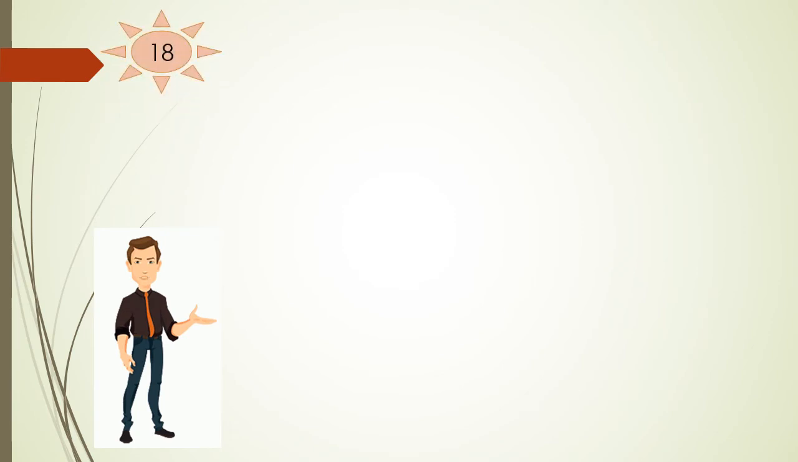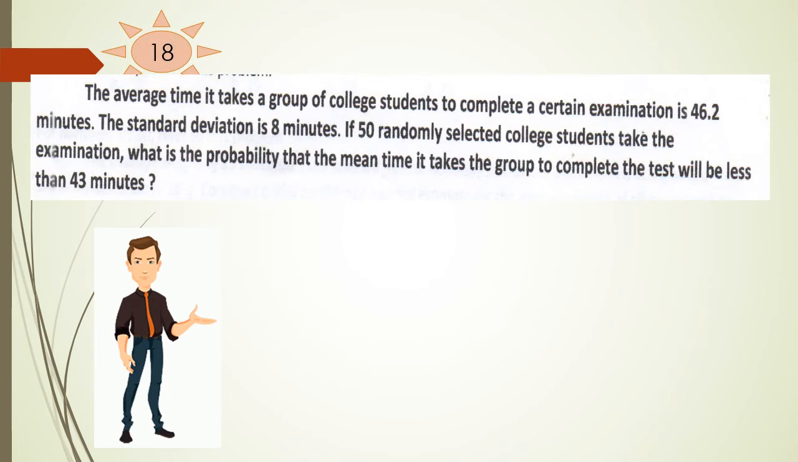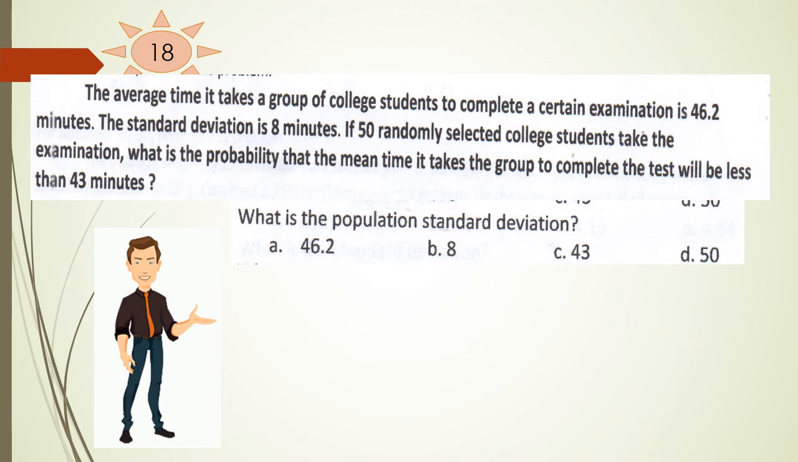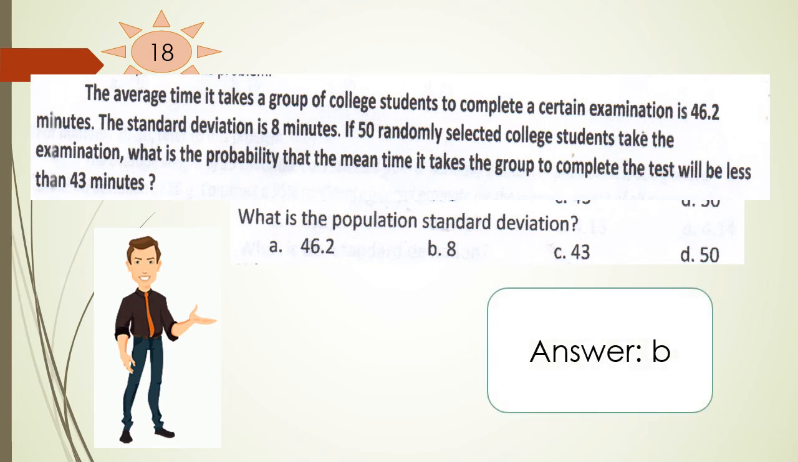Number 18. This is the same problem. Now the question is, what is the population standard deviation? A. 46.2, B. 8, C. 43, or letter D. 50? And the answer is letter B. 8.